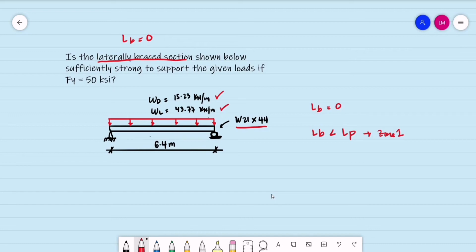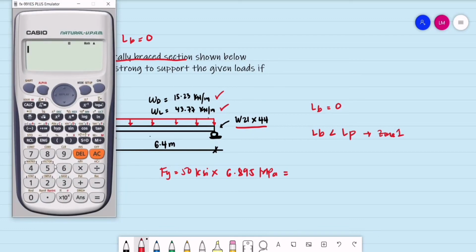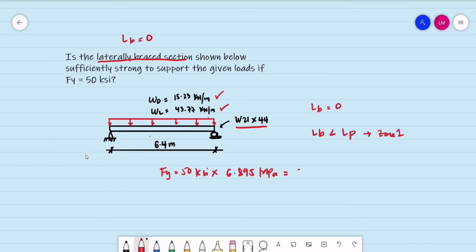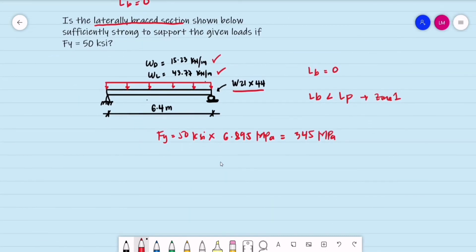So we have our Fy, which is equal to 50 kips per square inch. We are to multiply this by 6.895 megapascals, so 50 times 6.895, and we round this up to the nearest whole number. So let's say 345 megapascals. Then for our loading, for the ultimate uniformly distributed load, we are to analyze this beam using LRFD.